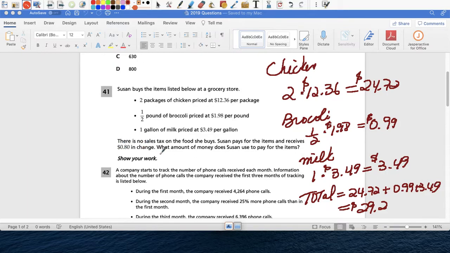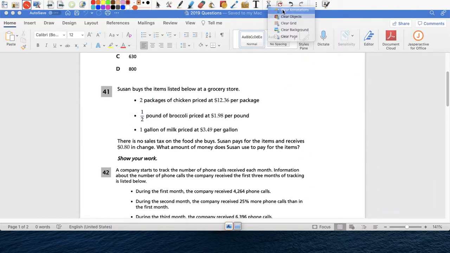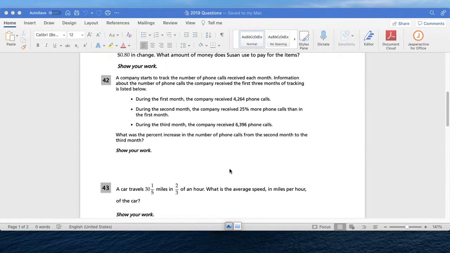Now, if you got 80 cents in change, all you have to do is add 80 cents to your total. And obviously, how much did you give the cashier? You gave the cashier 30 bucks. So that's the work that I would be looking for. And again, tomorrow is all about you showing your work clearly, so nobody has any doubt of what you're doing.